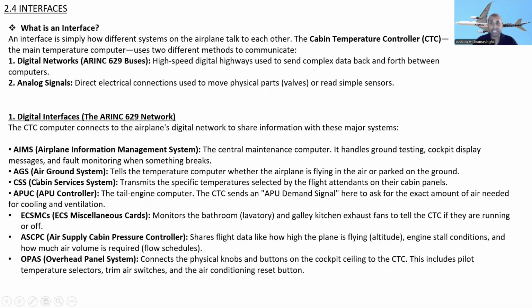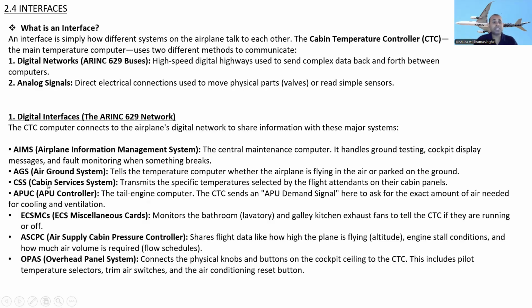What are these systems? AIMS, Airplane Information Management System, includes the central maintenance computer. It handles ground testing, cockpit display messages, and fault monitoring when something breaks. And the second one, the air ground system, AGS, tells the temperature control computer whether the airplane is flying in the air or parked on the ground.